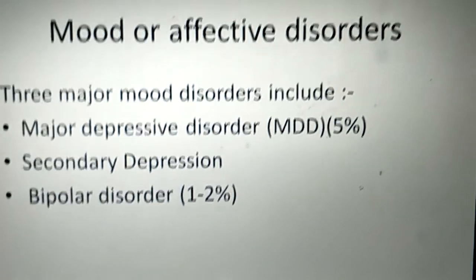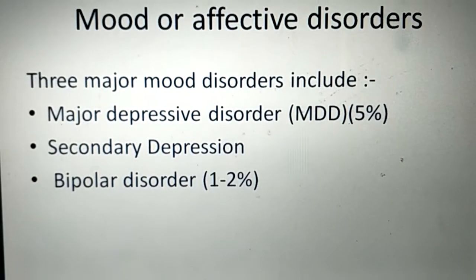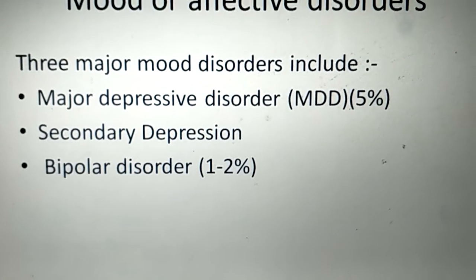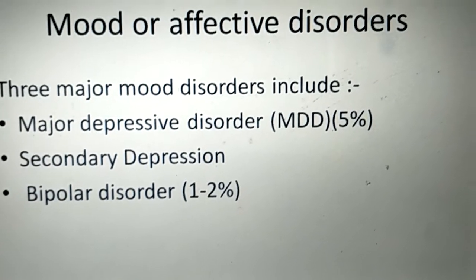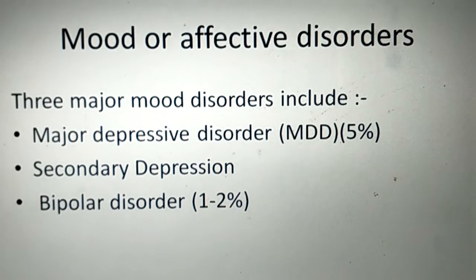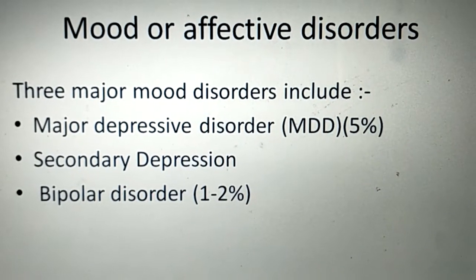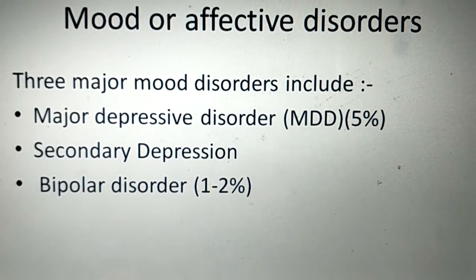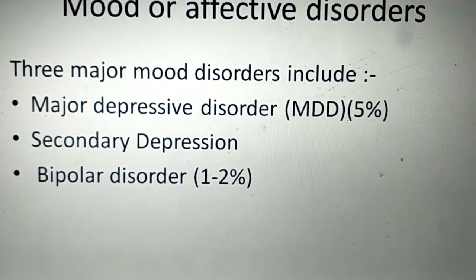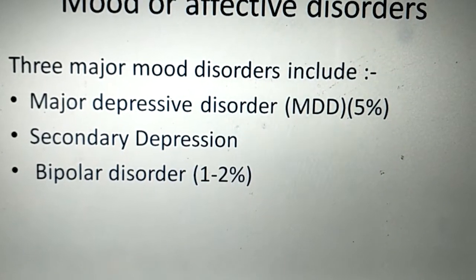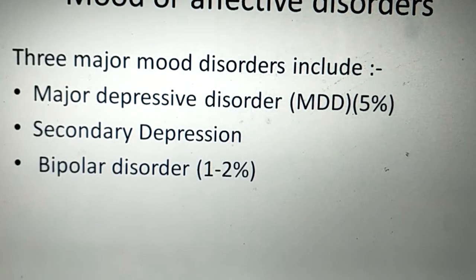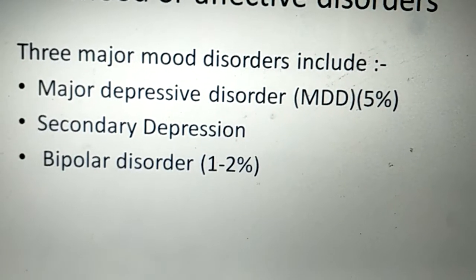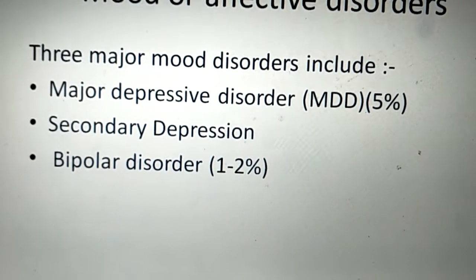The bipolar disorders, which are seen in 1 to 2% of the population, are also frequently encountered, and bipolar means two poles. Sometimes the patient is manic, sometimes the patient is depressed. Bipolar disorder, another name for this is manic depressive psychosis. Major depressive disorder is differentiated from bipolar disorder by the absence of manic attack.